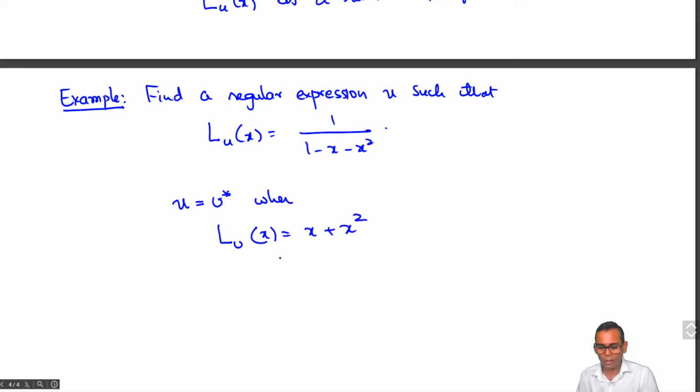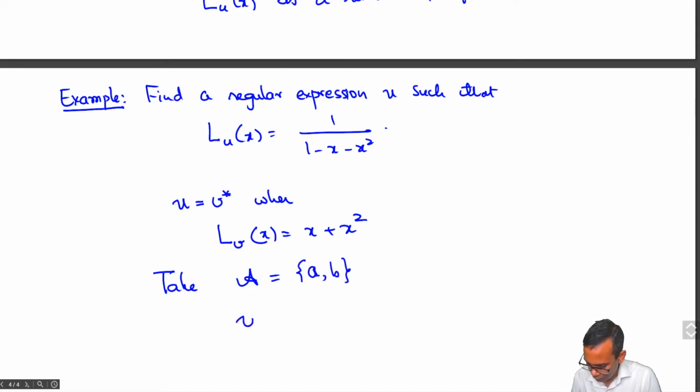So if we can just think of a language whose generating function is x plus x squared. So this is going to be a finite language. It's going to have one word of length 1 and one word of length 2. So this you can easily cook up something like this. Let's take A to be the alphabet with just 2 letters, let's say a and b, and let's take V to be the regular expression: either you have one letter a or you have 2 letters bb.